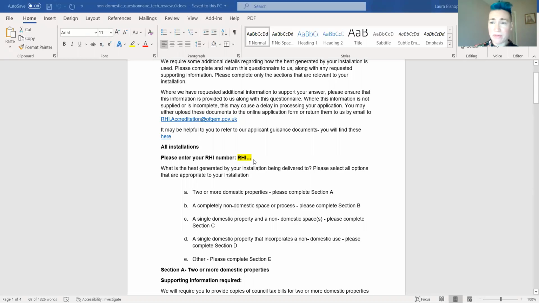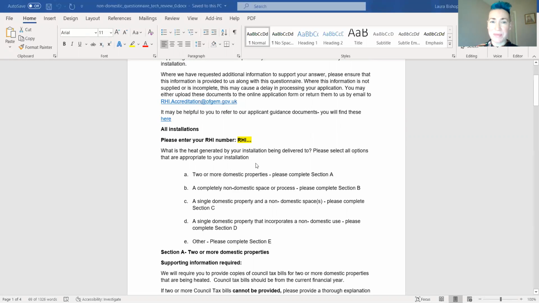First thing to do is to fill in your RHI number. You only get your RHI number when you get to the end of your RHI application. You don't have to submit the application, but when you get to either the last or last but one page, hit save and exit on your application and suddenly an RHI number is generated. So you've got to get all the way to the end before you can do the non-domestic questionnaire, which is a bit of a pain, but that's how it is.